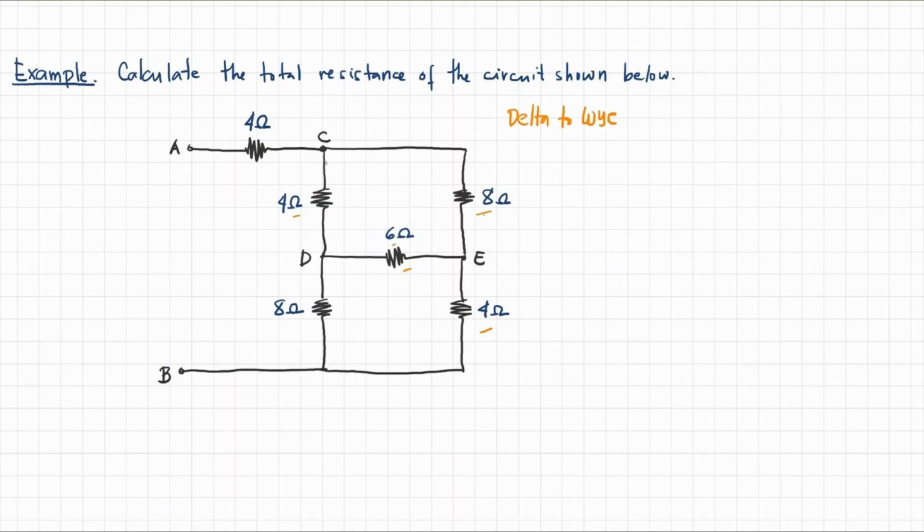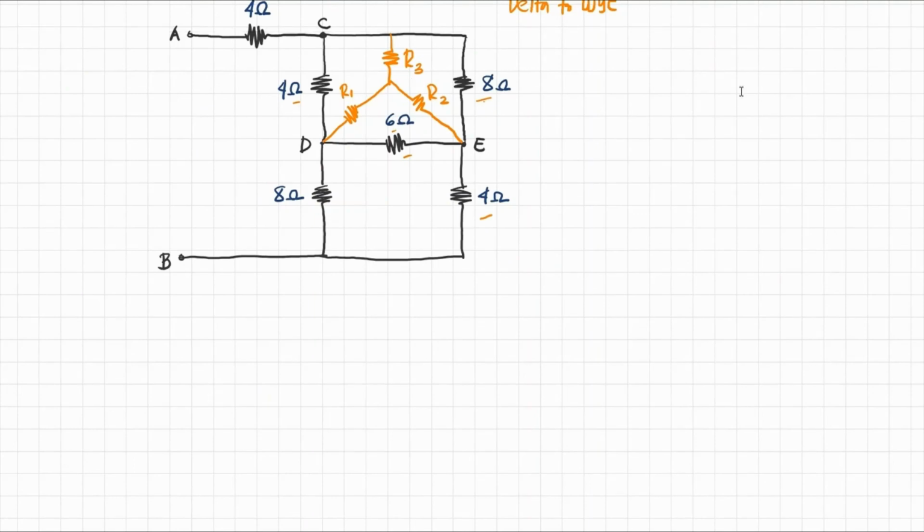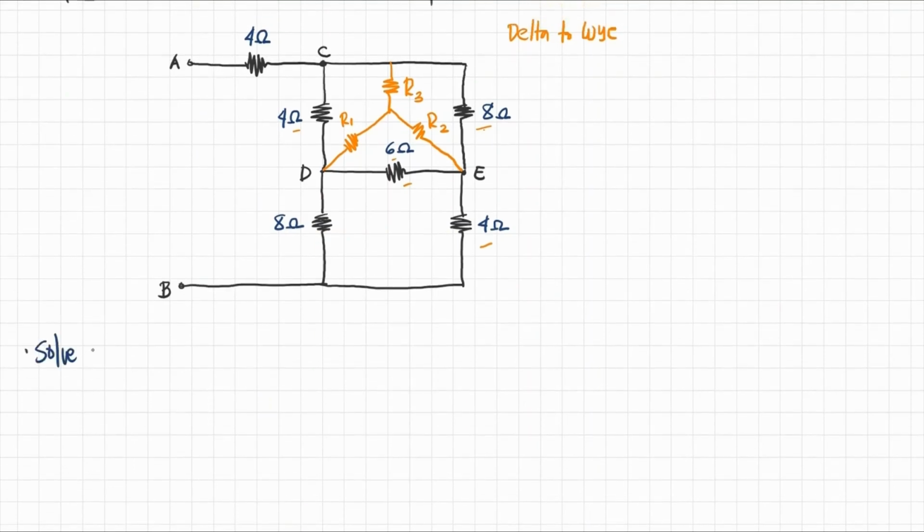Okay, so delta to Y is our strategy. The strategy is to just redraw first the Y within the position that we are interested in, say that is R1, R2, and R3, and we would like to solve for the values of those, replacing the delta connected 4, 6, and 8 ohm resistors. So let's just do that. What we will solve here would be R1, R2, and R3.